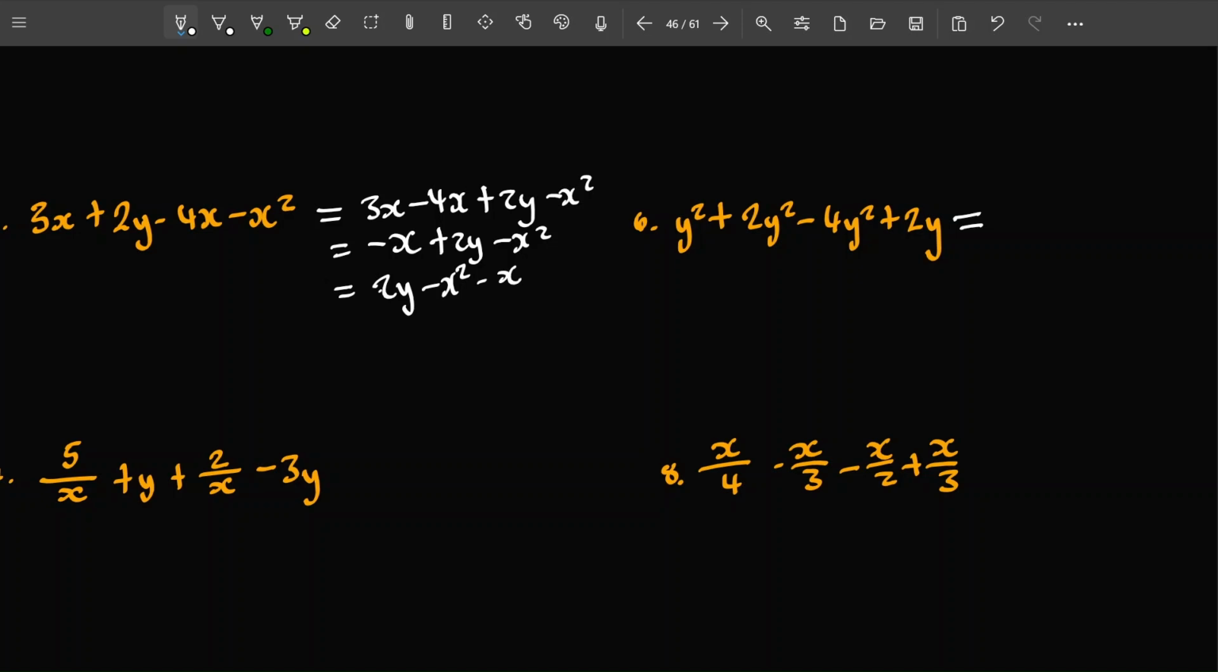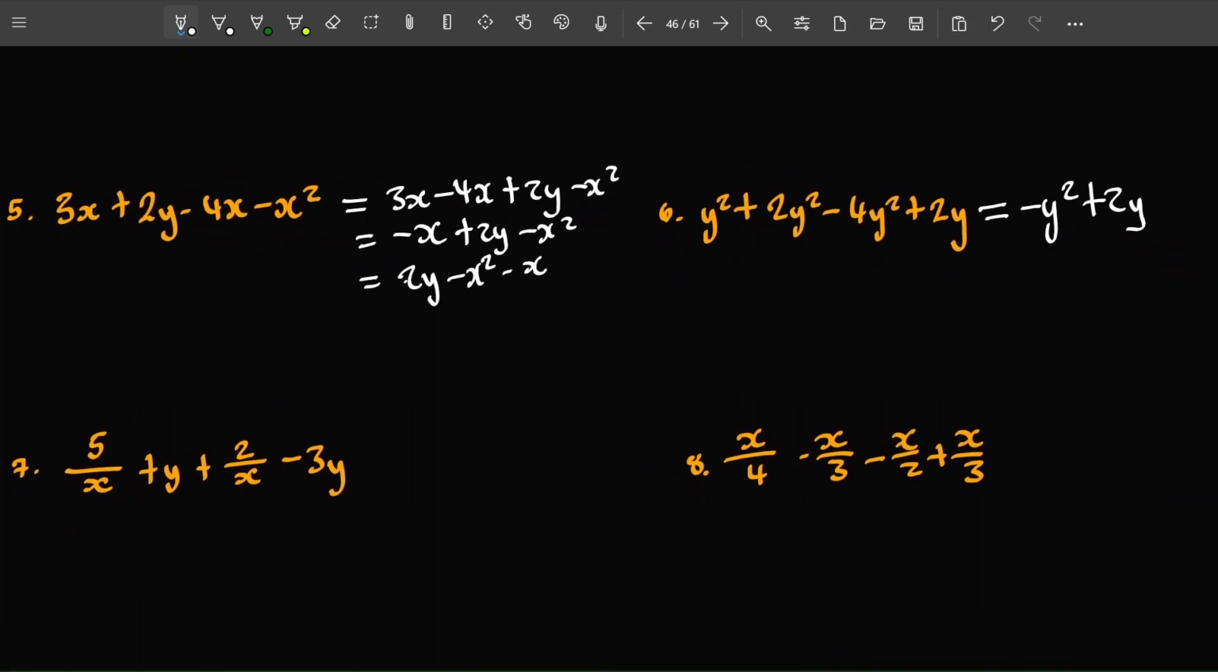y squared plus 2y squared minus 4y squared plus 2y. Oh, wow. The like terms are already next to one another. All the y squareds are next to one another. So I'm just going to work with the numbers. There's 1 here, plus 2, that's 3. And then minus 4 is becoming minus 1. Of what? Of y squared. So minus y squared plus 2y. Done. We go to number 7.